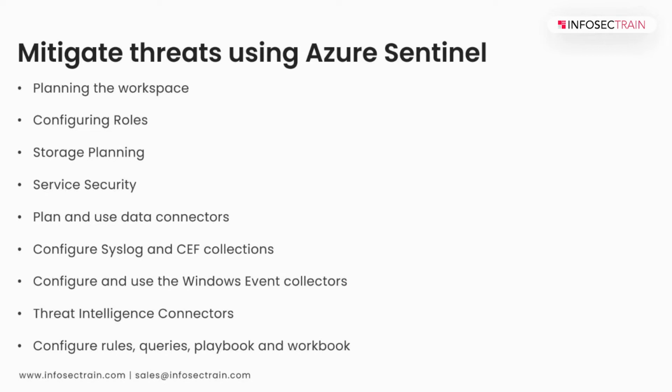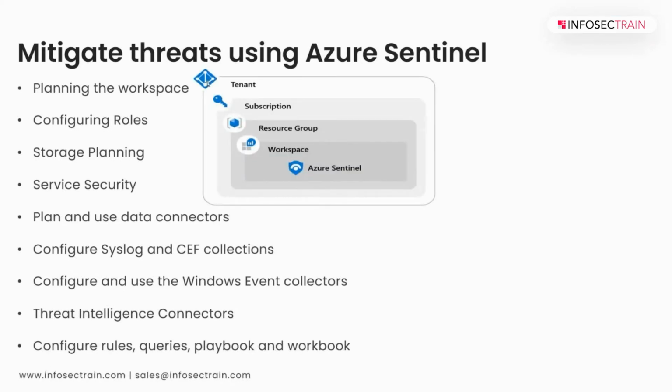There are by default a few inbuilt or out-of-the-box connectors given in Azure, but if you want some more logs, you need a syslog server. So how do you configure syslog and how do you collect logs via syslog or CEF? And then how do you collect and configure the Windows event connector and the threat intelligence connector, and how do you create rules, queries, playbooks and workbooks? The playbook and workbook I think were not covered in much detail, but there can be a few theoretical questions about them.